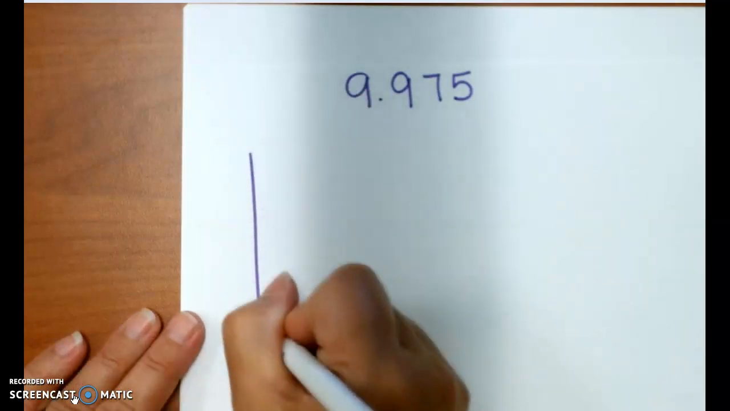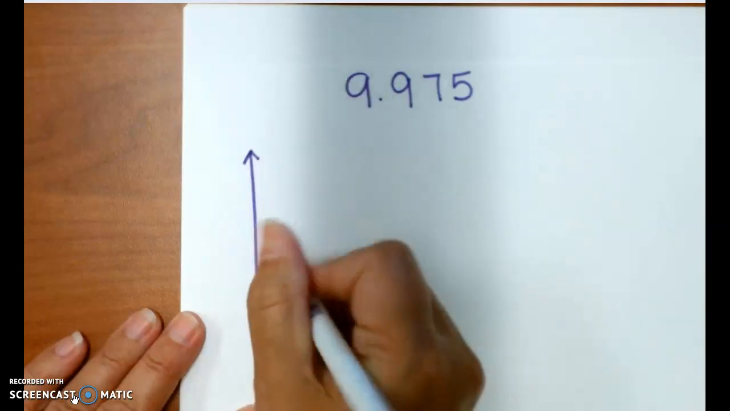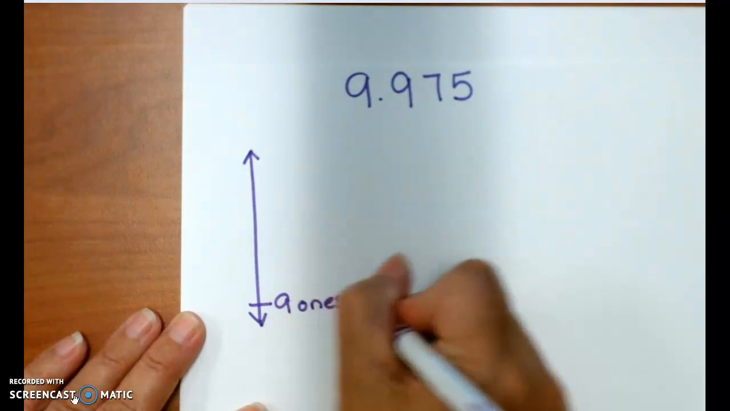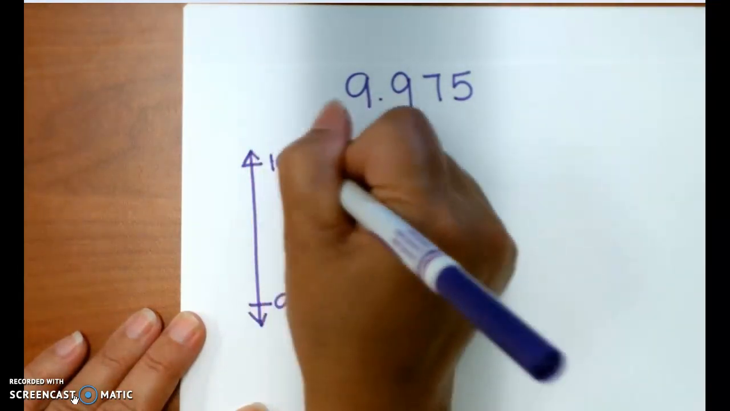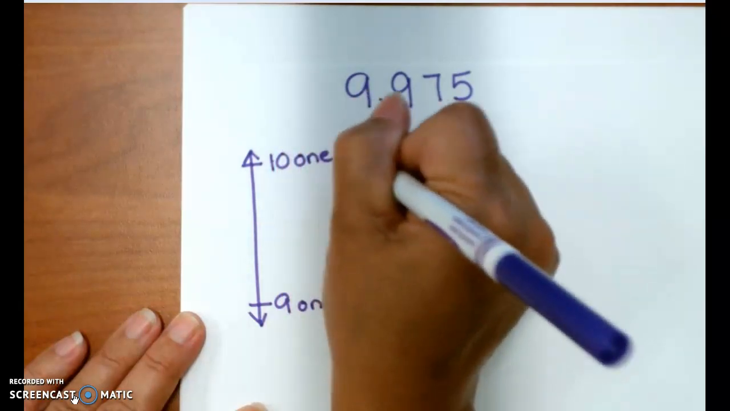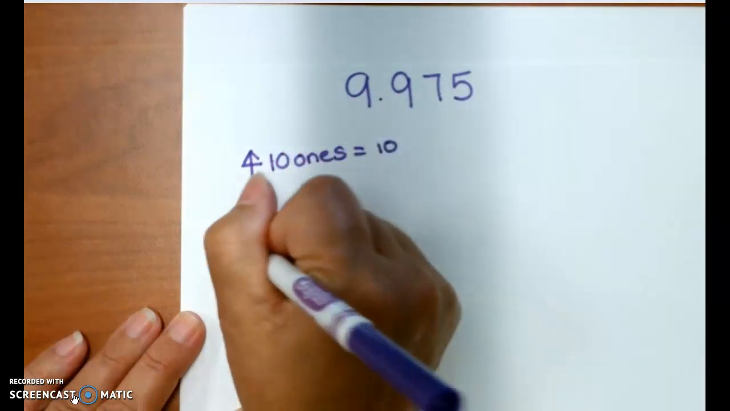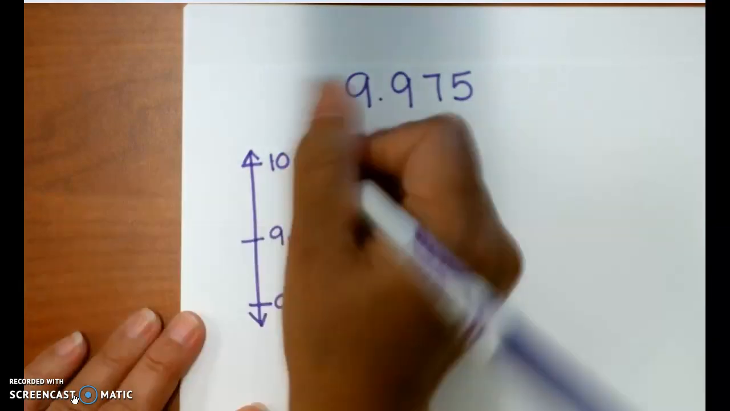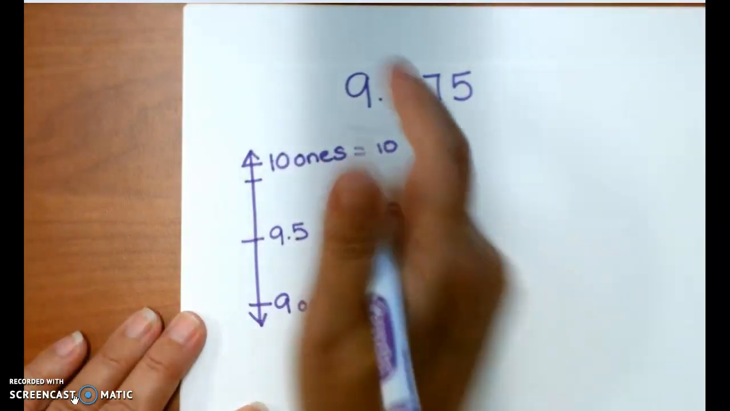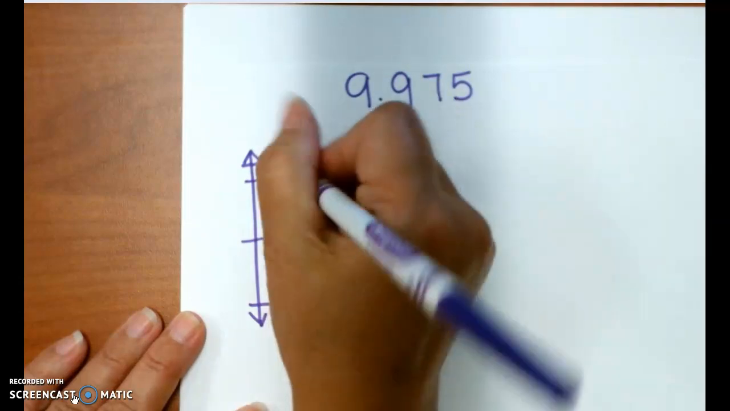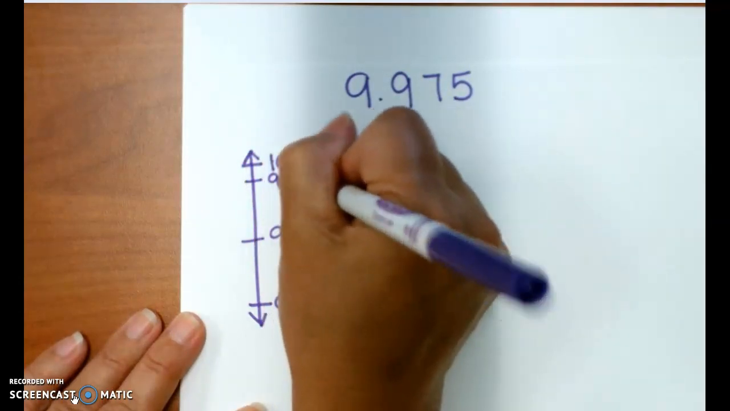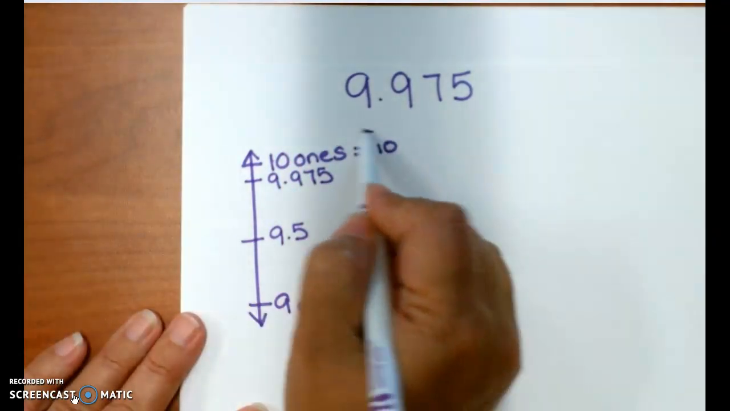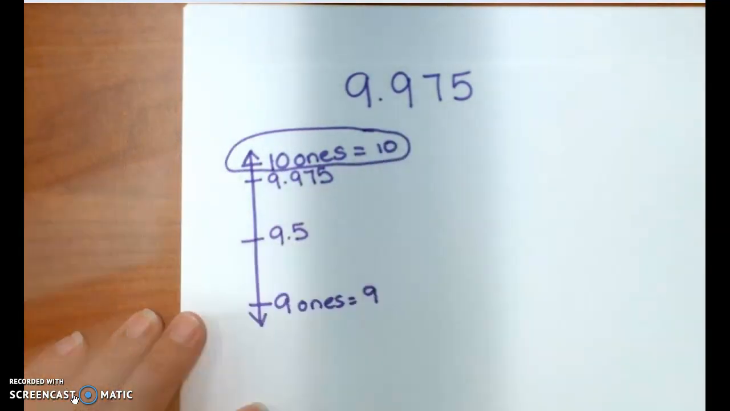So if I do that, I have 9 ones. Up here I have 10 ones, because that's one more than 9. In between, I would have 9 and 5 tenths, which is 9.5. This number is really close to 10 ones. So 9 and 975 thousandths is going to round to 10.